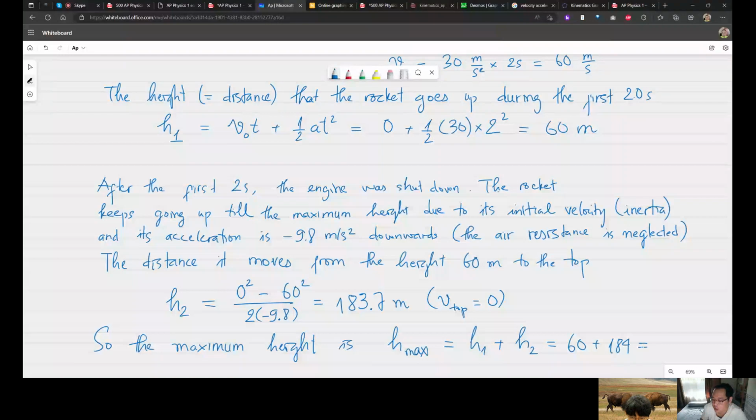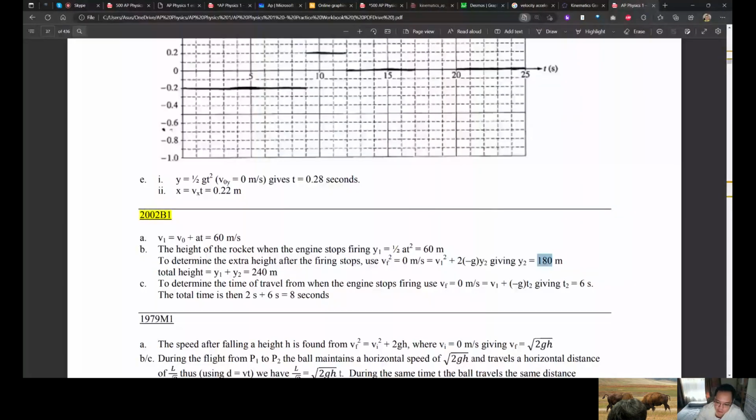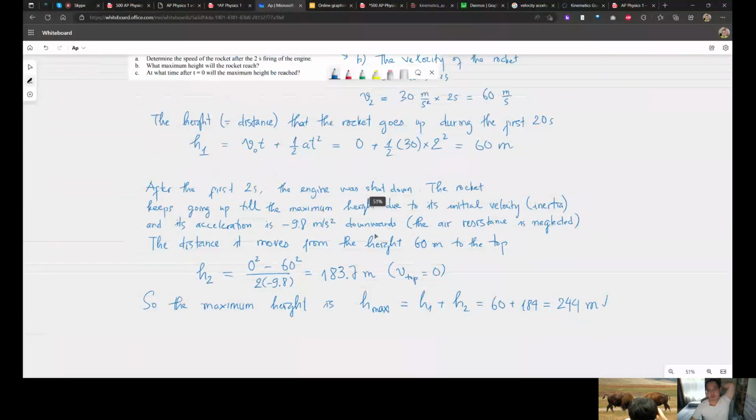You can round down to 180. That gives 244 meters, which is the answer. It is a little different from the answer in the book because they rounded it down to 180 instead of 184.